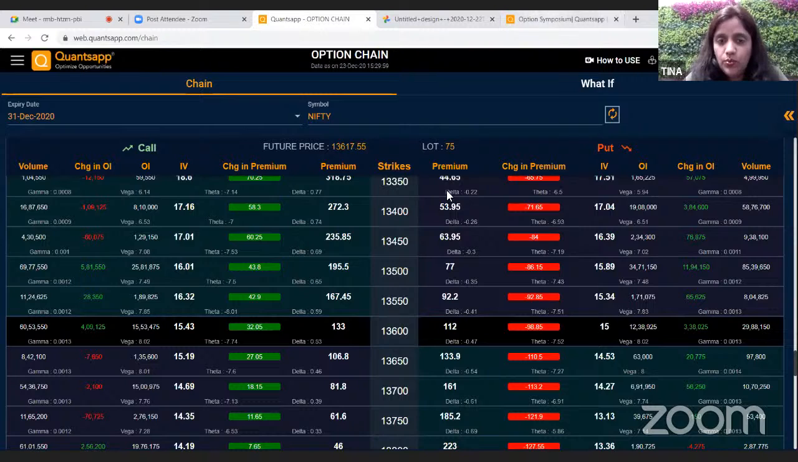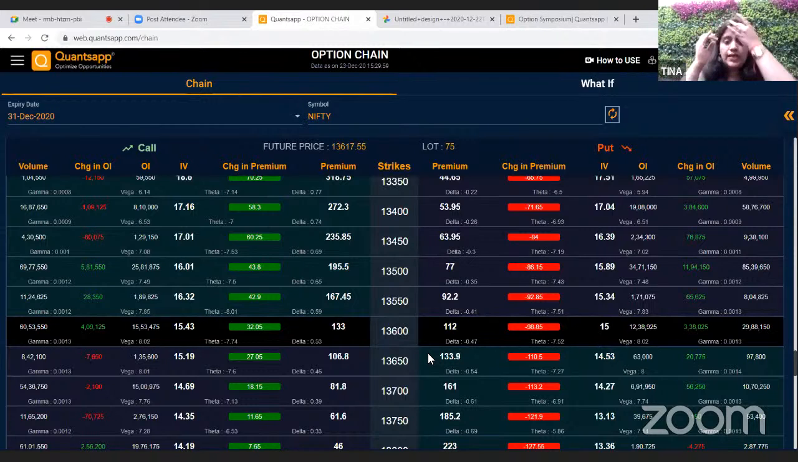So you know where the strikes are in the money and where the strikes are out of the money. The lighter background shade of green is in the money options. The lighter shade of purple is out of the money options. Black is the at the money options. So now you have the chain.